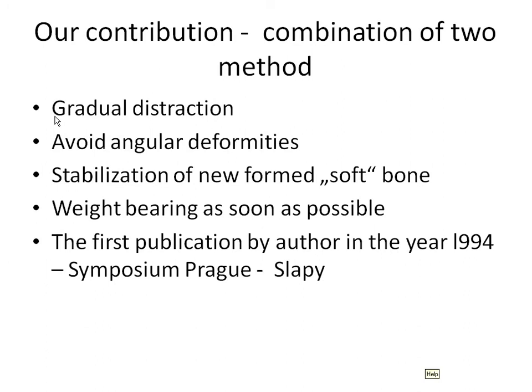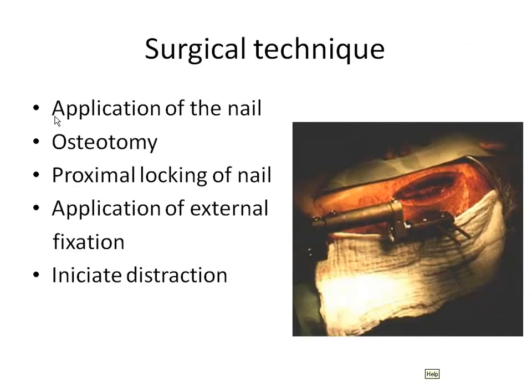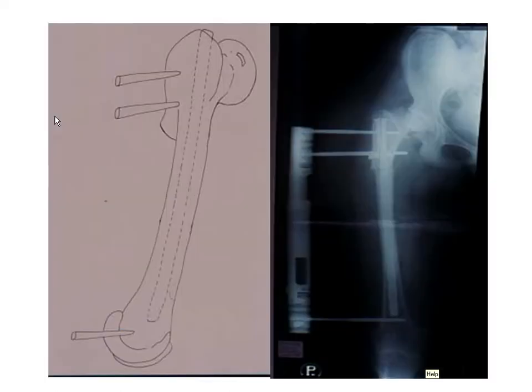This is a method which avoids angular deformity, stabilizes the new formation, the so-called soft bone, and allows weight bearing as soon as possible. And the surgical technique is relatively simple. The first step is application of the nail, then we make osteotomy on the nail. Proximal locking of the nail is the next step, then application of external fixation and start of distraction.